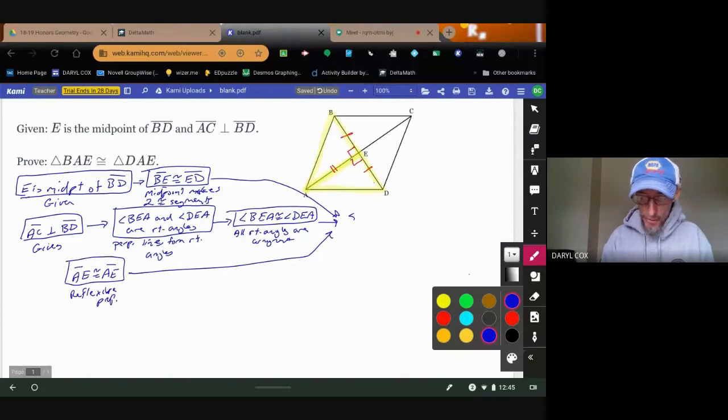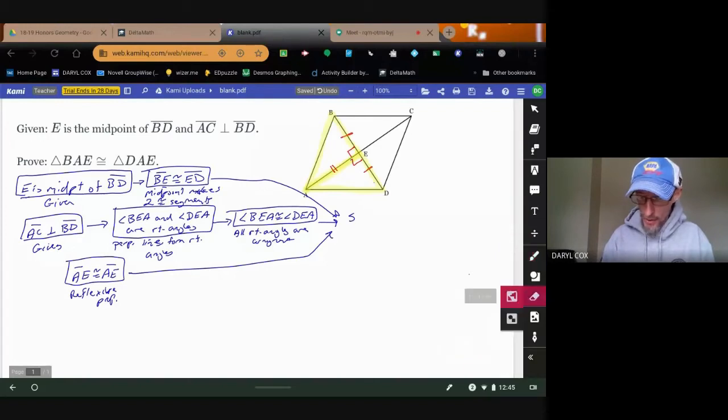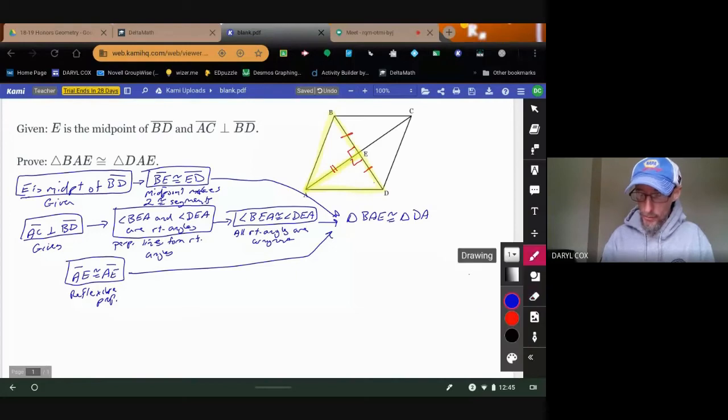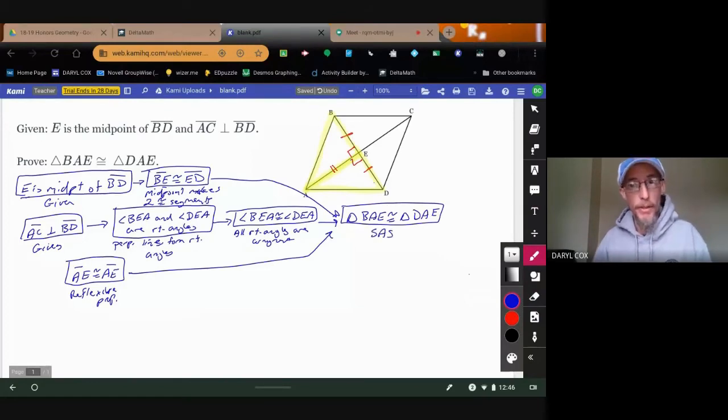So whoops, nope, that doesn't go there. Statements go here, not reasons. The statement is triangle BAE is congruent to triangle DAE. Whoops, E, can't spell. And my reason behind that is side, angle, side. And now we finished our proof.